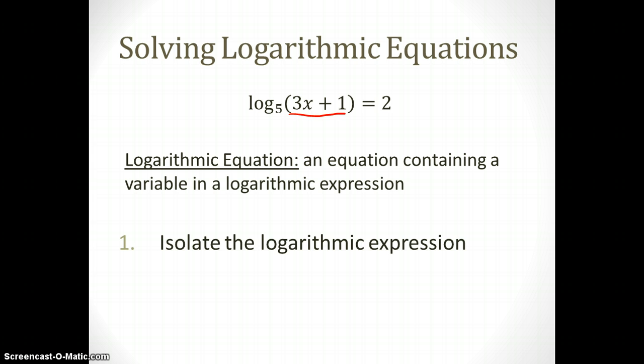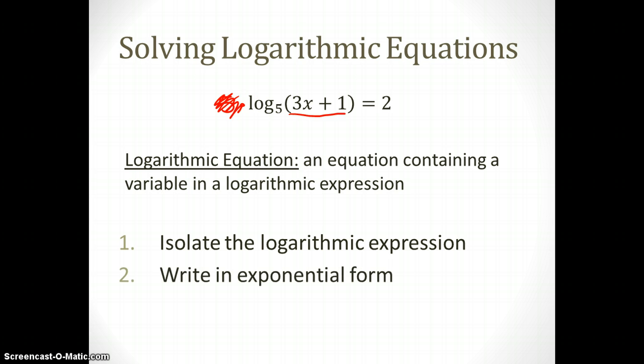Some things are still similar. You want to isolate the expression. So before was the exponential expression. Now you want to isolate the log expression. So there shouldn't be a 5 times log base 5 of 3x plus 1. You want to isolate it, get the log portion all by itself.